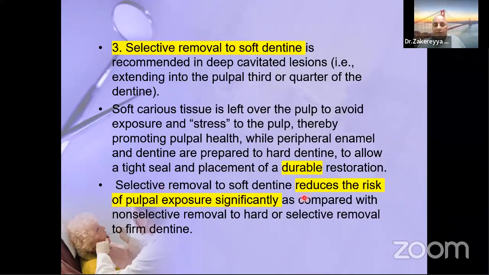Selective removal to soft dentin reduces the risk of pulpal exposure significantly. Significantly. This means we are going to preserve more vital teeth, okay, by avoiding pulp exposure as compared with non-selective removal to hard dentin, the first one I explained to you, or selective removal to firm dentin.